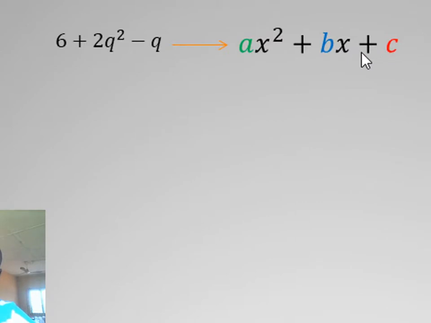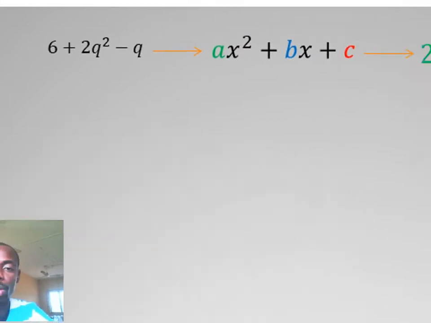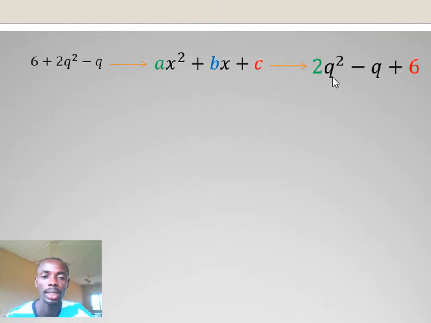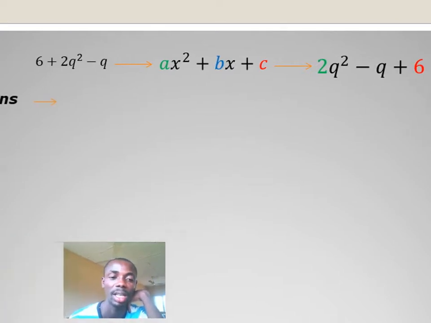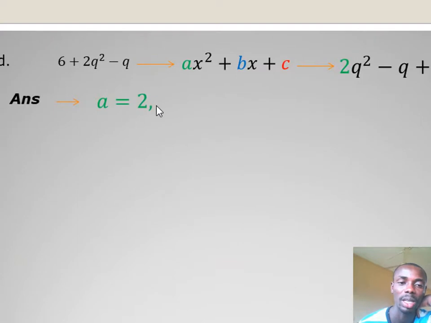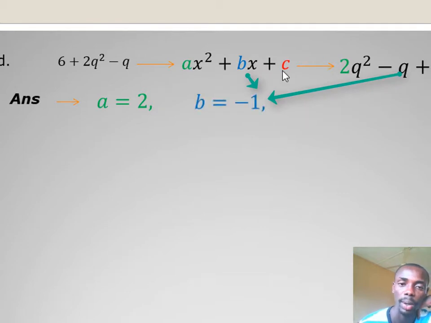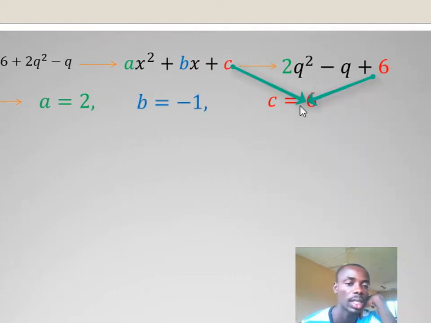Now let's rearrange. Comparing this with this, if we rearrange, we're going to have 2q squared. We want it to match this arrangement. It's going to be 2q squared minus q, then plus 6 in this format. And with this, our A is going to be 2. And what is our B going to be? Our B is the coefficient of q, that's minus 1. And our C is going to be 6. And that's the answer.